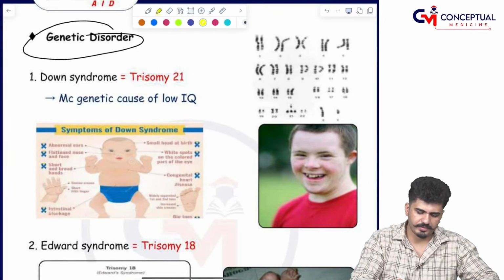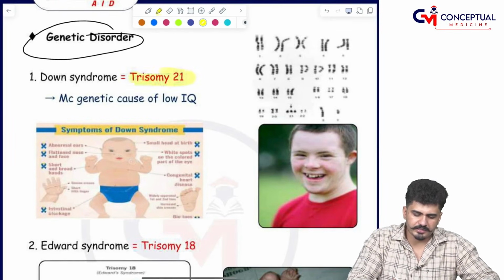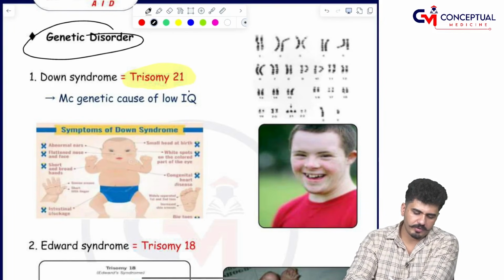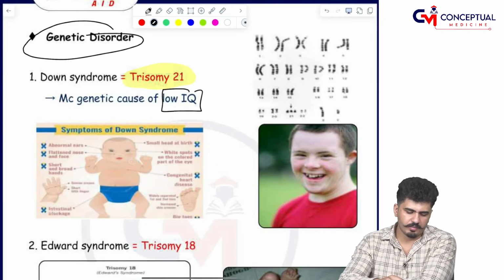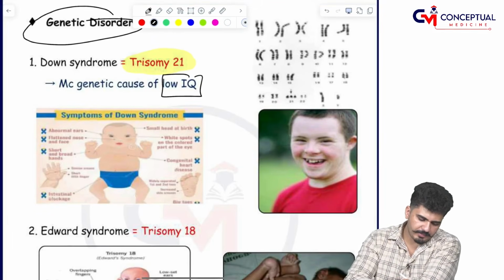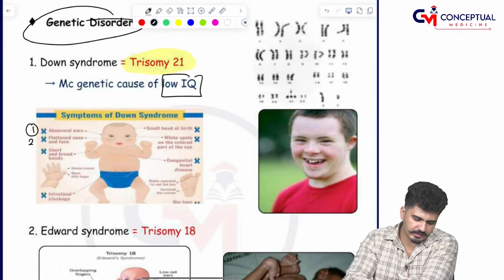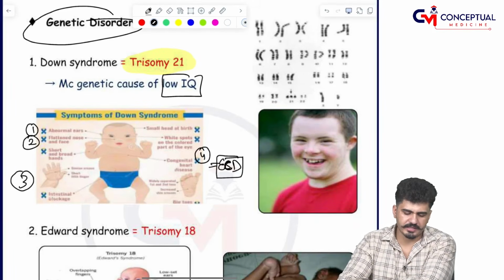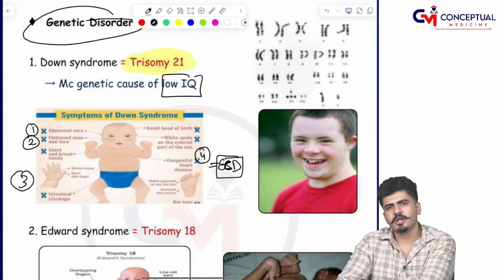Your genetic disorders. So number one thing we are going to discuss here is trisomy 21. Most common genetic cause of low IQ is trisomy 21. What special features are you going to see, sir? Abnormal ears, flat nose, flat face. Plus which congenital heart disease is associated? This is the endocardial cushion defect. Endocardial cushion defect is the most common congenital heart disease associated with Down syndrome, which is itself the most common genetic cause of low IQ.